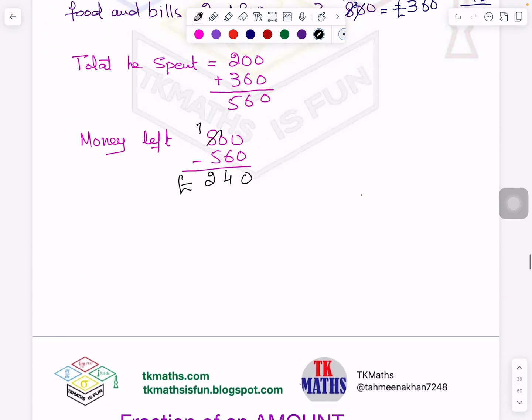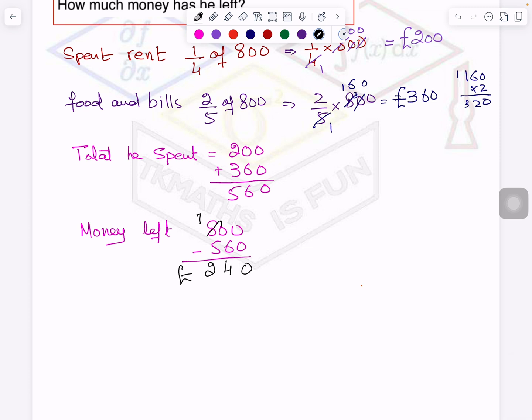So in the next question video, we will solve 2 more word problems on fraction of an amount, and then we will go towards addition, subtraction, multiplication, division, all these things, all 4 operations.